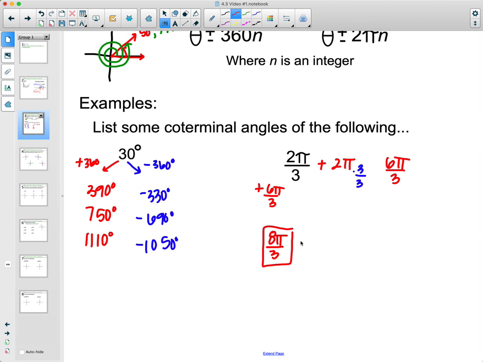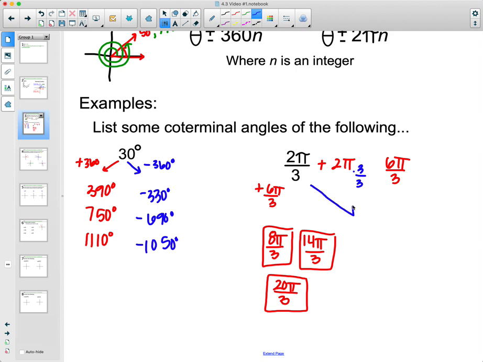So 8 plus 6, add the tops because the bottoms are the same. So 14 pi over 3 would be another coterminal angle. Add 6 pi over 3 again, 20 pi over 3. Okay, so you're just adding rotations of 2 pi, just having a common denominator there.